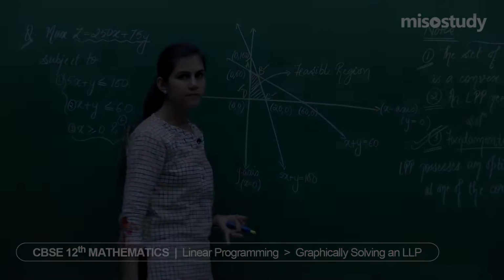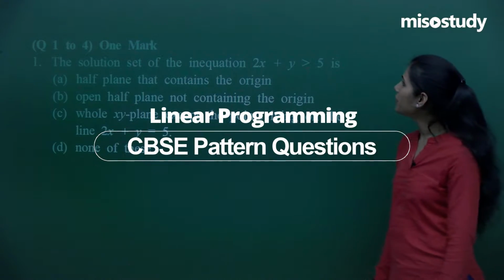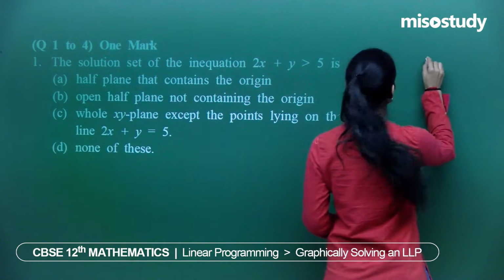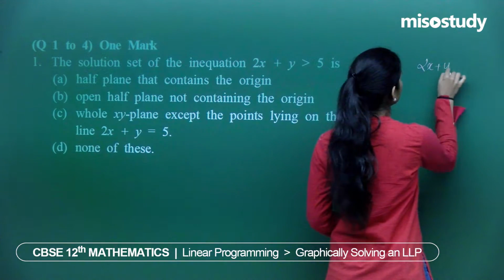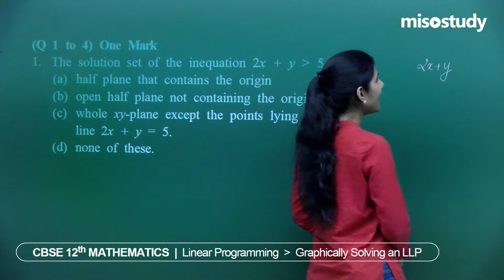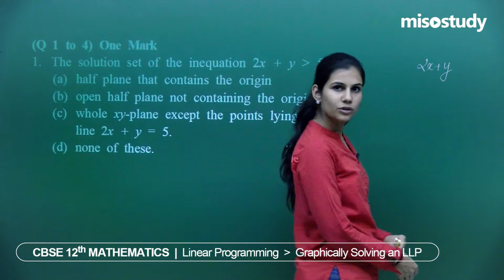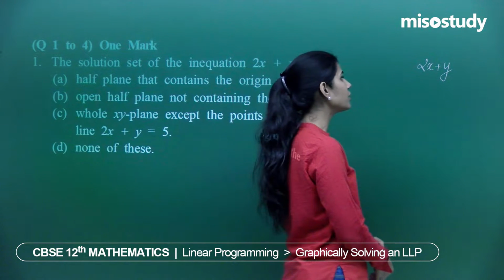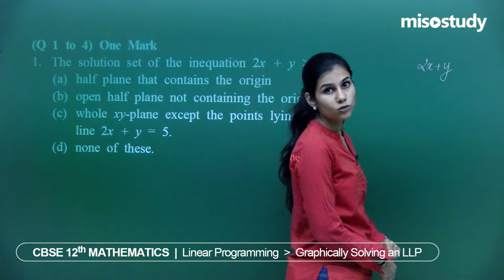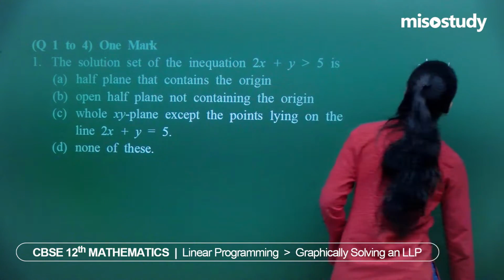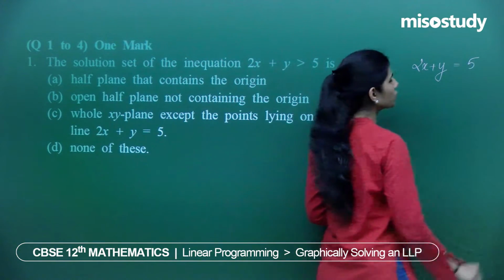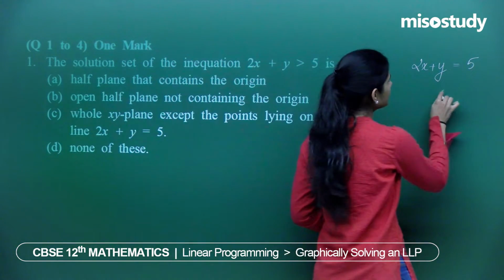if you consider, it says the solution set of this inequation is what? Let's talk about the solution set of this inequation, which is 2x plus y greater than 5. So first of all, you consider this to be an equation, and if you consider this to be an equation instead of an inequation, you get a straight line in your 2D plane. So what do you get? 2x plus y is equal to 5. This is what you consider. Draw this straight line.